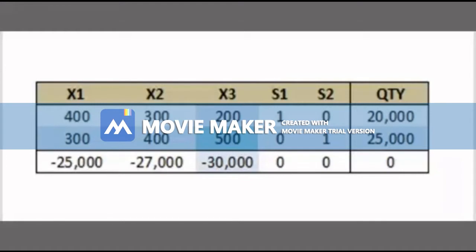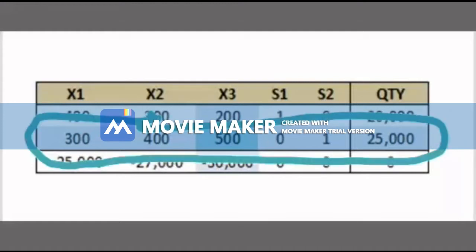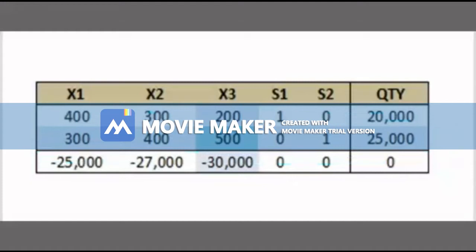In this problem, the smallest non-negative ratio here is 25,000, and we highlight this one. After that, the common value here is the number 500. So 500 there is our Pn, in which Pn means pivot number. After determining its pivot number, we now compute new values for the pivot row. To do this, we simply divide every number in the row by the pivot number.